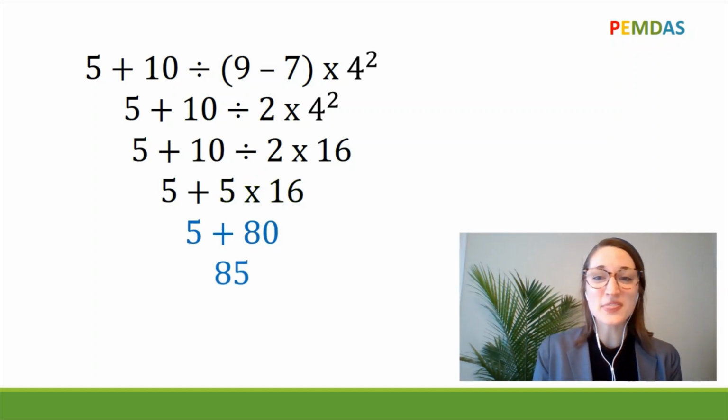Okay, there's only one thing left to do, addition. So what's 5 plus 80? 85. Take a look at all the steps that we took. This was a complex problem, but by following PEMDAS, the order of operations, we solved it step by step.